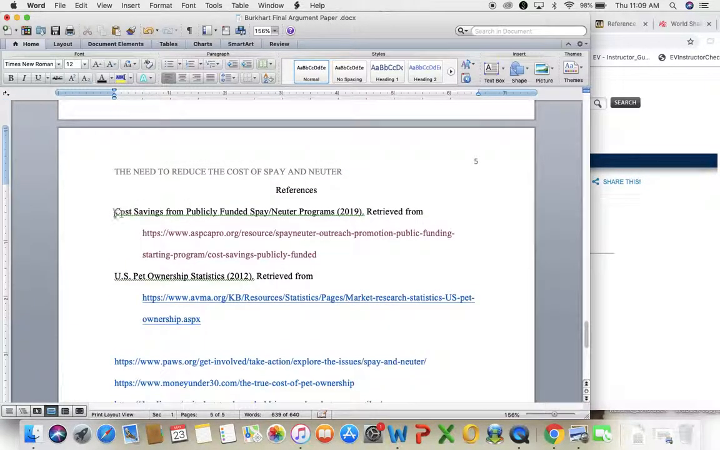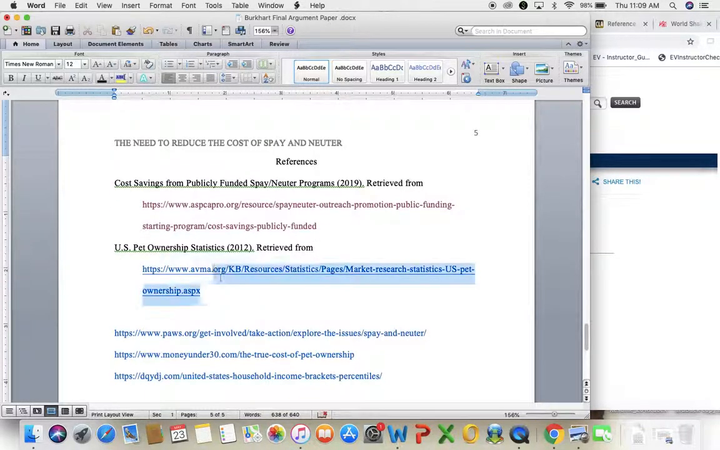So then you would just need to do that for the remainder of your citations, making sure that it's alphabetized as well. So right now it's alphabetized because it's C and then U. So that's how you would do the, why is that still underlined? Okay, that purple one doesn't want to change, but that's fine.